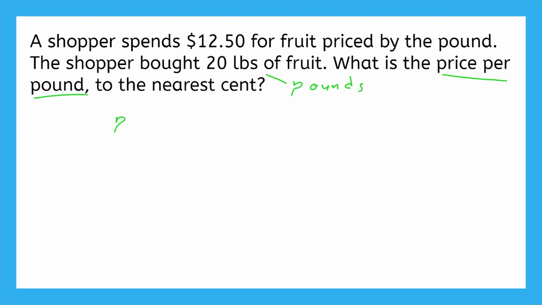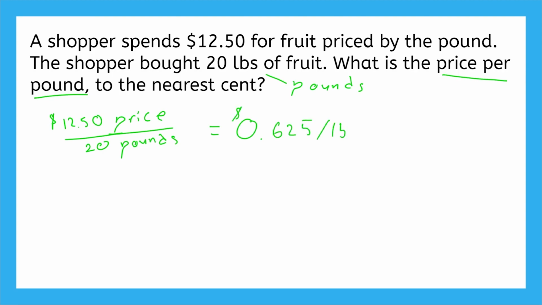So we set up our unit, then match up the values to the units. $12.50 is the price over 20 pounds. Now we divide. Many unit rates don't divide evenly, so you'll definitely need a calculator handy. 12.5 divided by 20 is 0.625. But the question said to round it to the nearest cent, so that would be 0.63, or 63 cents per pound of fruit.